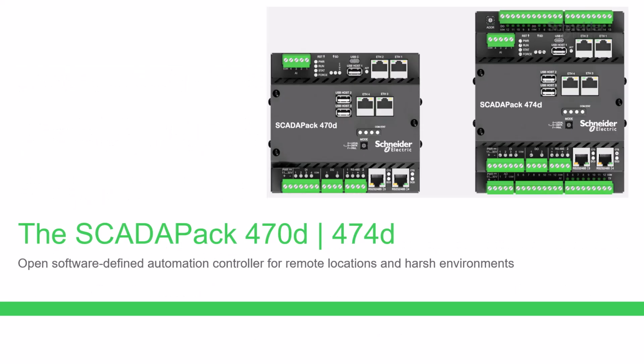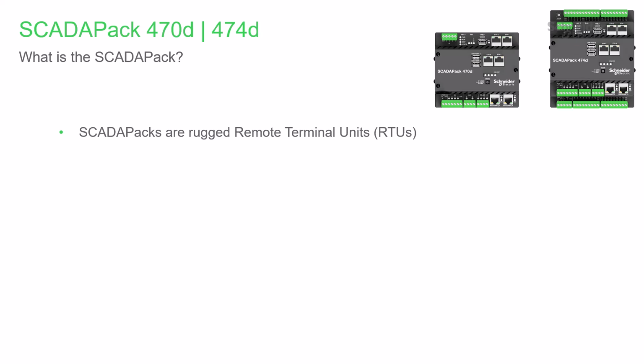In this short video, we will introduce you to the SCADAPack 47xd and 47.4d RTUs, which combine the SCADAPack Smart RTU platform, including its Linux-based rugged edge controller and support for EcoStruxure Automation Expert, or EAE. First, a quick review of the SCADAPack 47xi models that the SCADAPack 470d and 474d are based on.